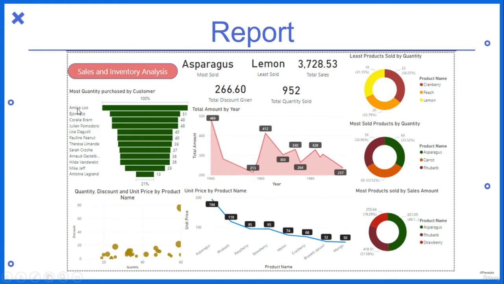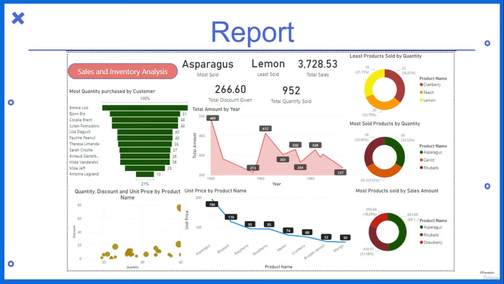It tells us the customer who has purchased the most quantity. So this is the customer Amina Lu, who has purchased the most amount of fruits, followed by these customers. Then this is a scatter plot that shows us the quantity, discount, and the unit price by the product name. So we have different products which show us the discount and the quantity. So this is a product that is sold in maximum quantity, and we are giving maximum discount on it as well, and the size is governed by the unit price.